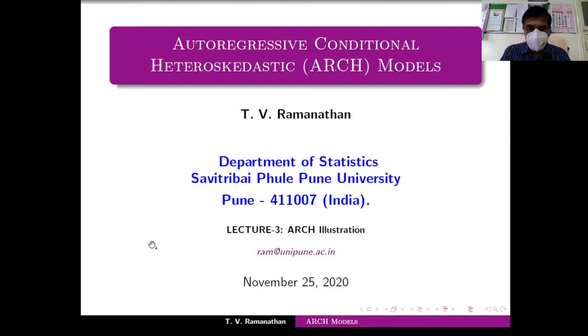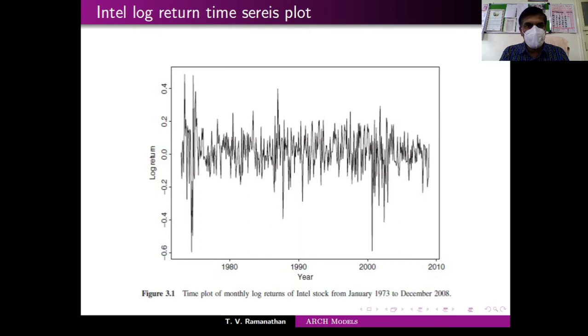Now I'll just explain this with this particular data set. You have this data which is the return from the Intel series, and this is the series. You can clearly see that there is some kind of volatility happening here, here, here, because a lot of variation is happening, too much variation. Okay, this is from 73 to 2008.